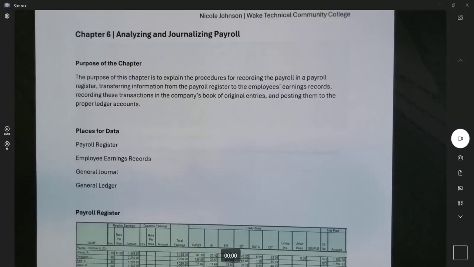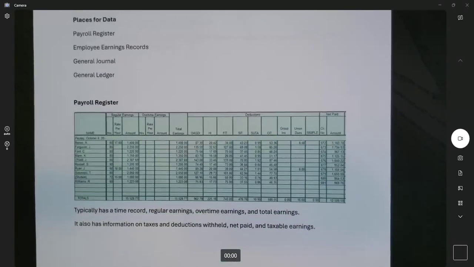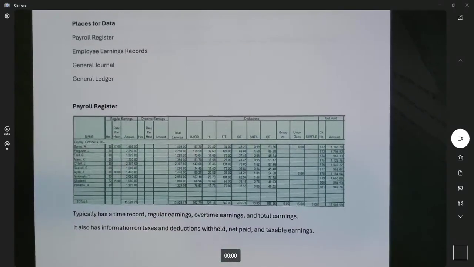Some places that you will want to look for data in this are the payroll register, employee earnings records, the general journal, and the general ledger. First up, we're going to look at the payroll register, and this is taken from another year's payroll project, so similar to something that you're going to see in our class.